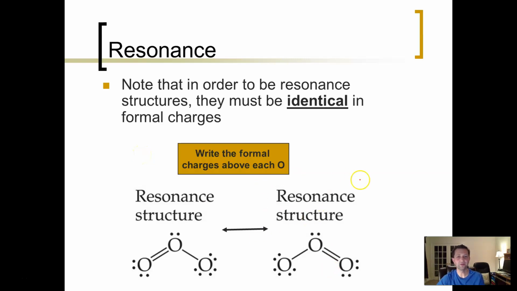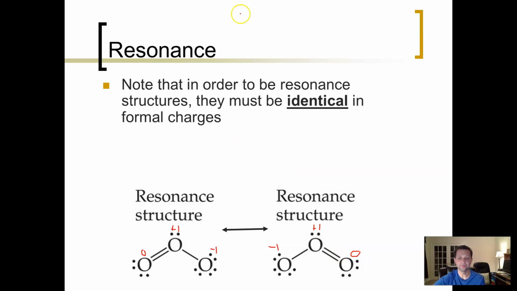Note that in order to be resonance, they have to be identical formal structures. Students make this mistake all the time. Once I teach resonance, they go crazy with resonance on everything. Cannot do that. If you write the formal charges above the oxygens, you'll notice that they're the same on both structures. We have a formal charge of 0, a positive 1, and a negative 1. Notice how we add up to 0 because it's a neutral structure. Same thing over here. Our negative 1 is here, our positive 1 is here, and our 0 is here. Okay? Formal charges are identical.